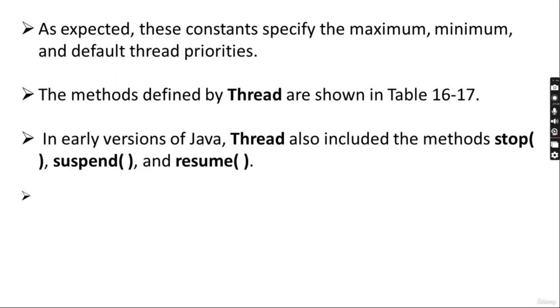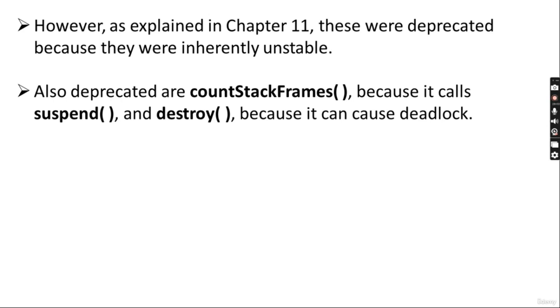As expected, those constants specify the max, min, and default thread priorities. The methods defined by Thread are shown now. In early versions of Java, Thread also included the methods stop, suspend, and resume. However, as explained in chapter 11, these were deprecated because they were inherently unstable. Also deprecated are countStackFrames, because it calls suspend, and destroy, because it can cause deadlock. Okay. countStackFrames is a deprecated method, and so are the ones that call suspend and destroy, because they can deadlock.